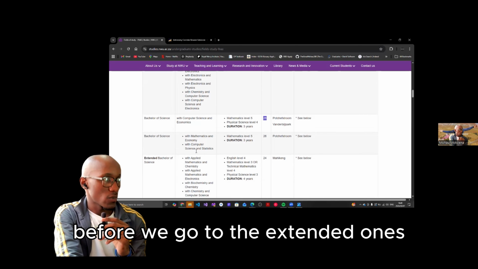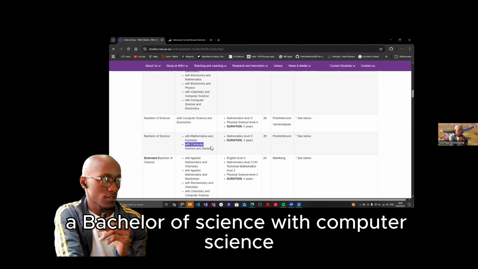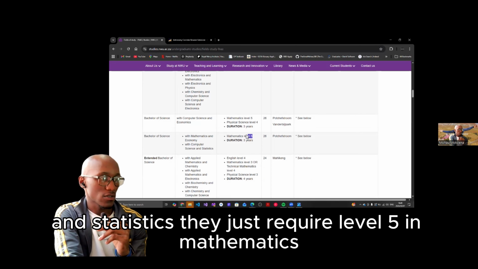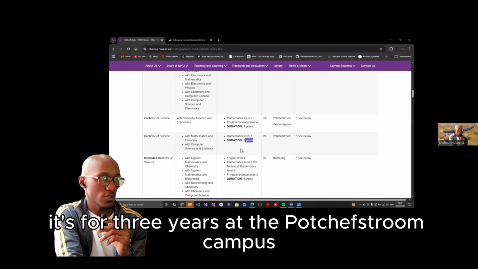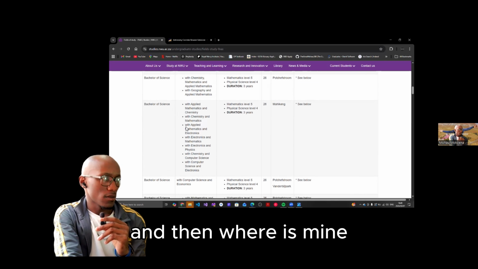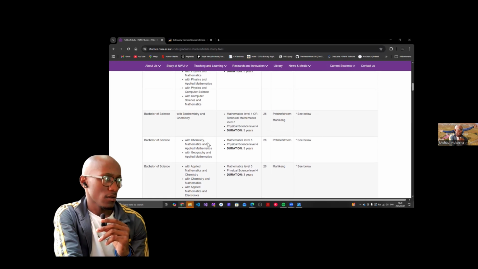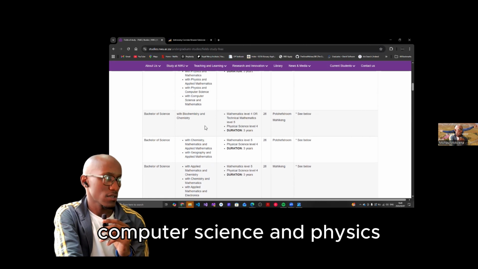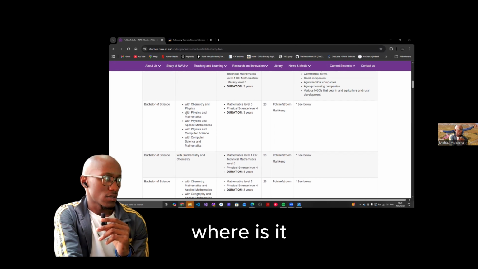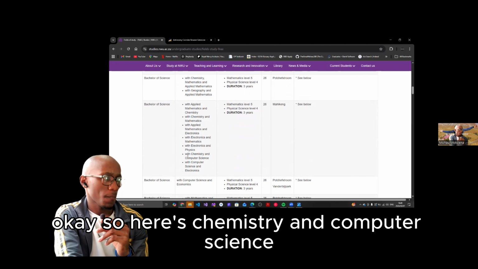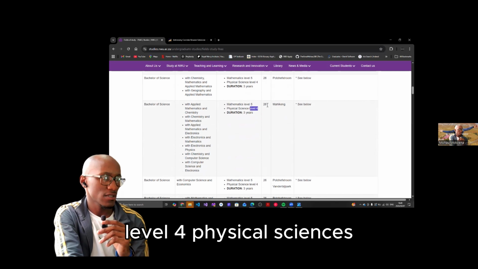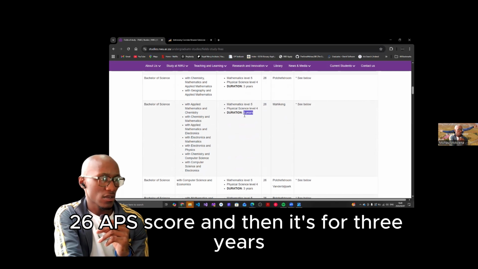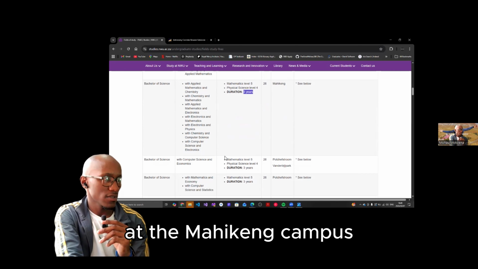Before we go to the extended ones, there's also a Bachelor of Science with Computer Science and Statistics. They just require level 5 in mathematics and a 26 APS score. It's for 3 years at the Potchefstroom campus. And then, where's mine? Computer Science and Physics. Where is it? Okay, so here's chemistry and computer science. Same thing, level 5 mathematics, level 4 physical sciences, 26 APS score, and it's for 3 years at the Mahikeng campus.